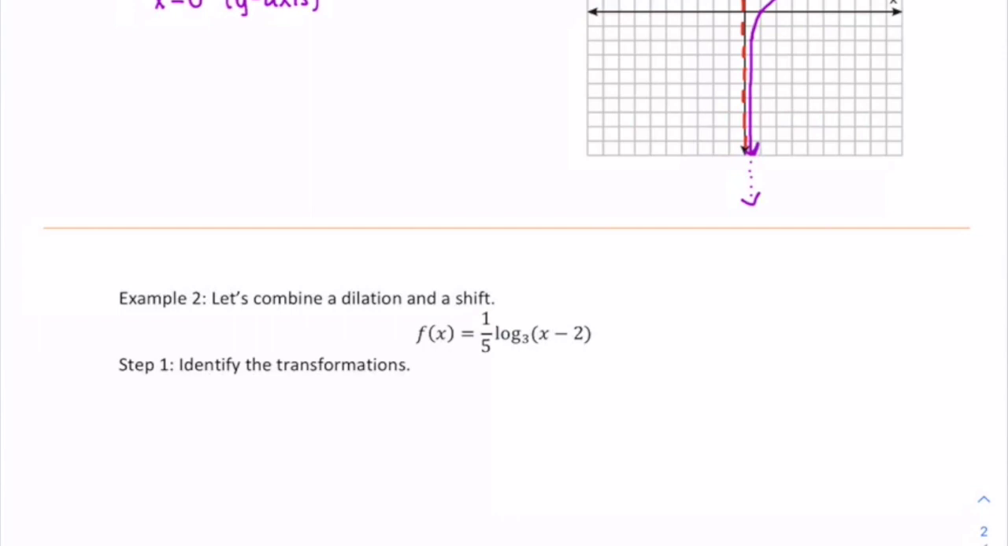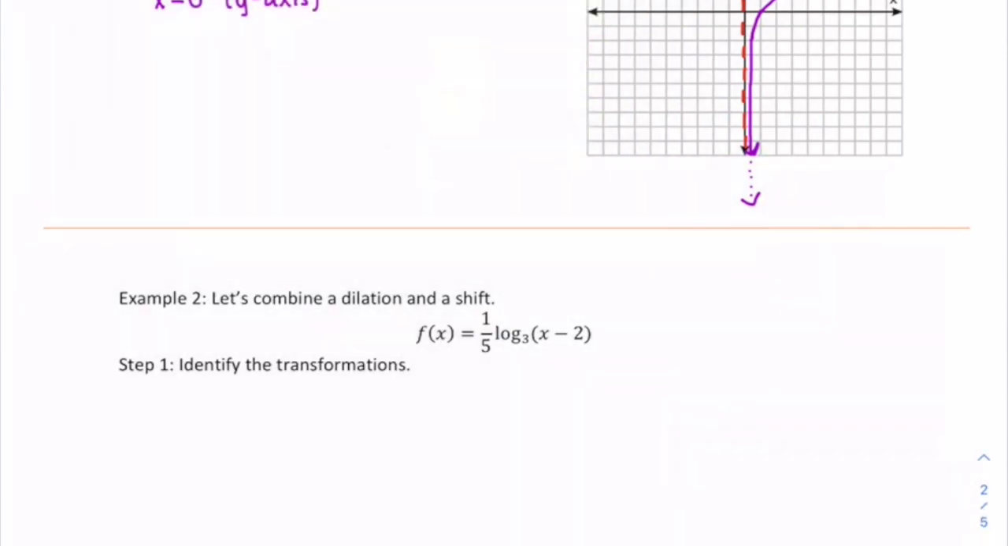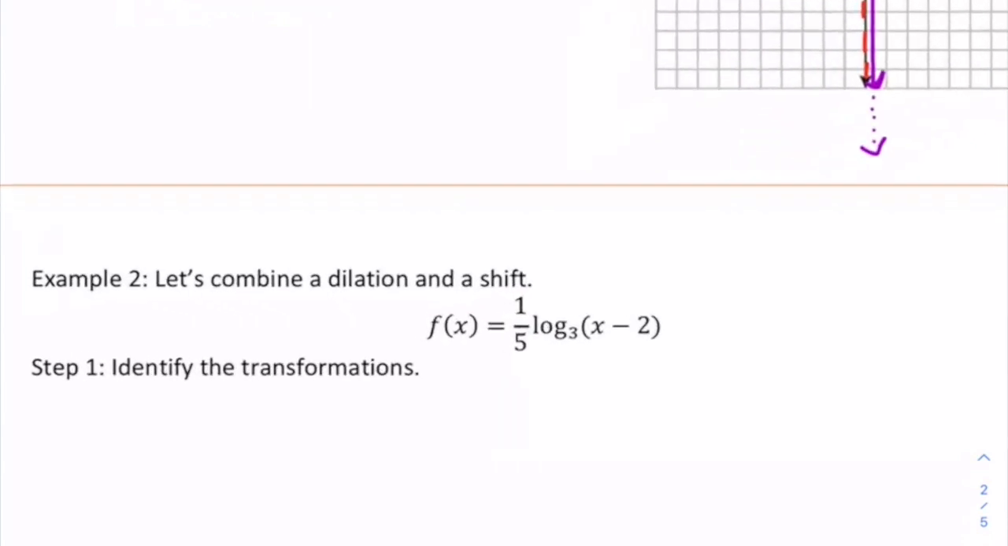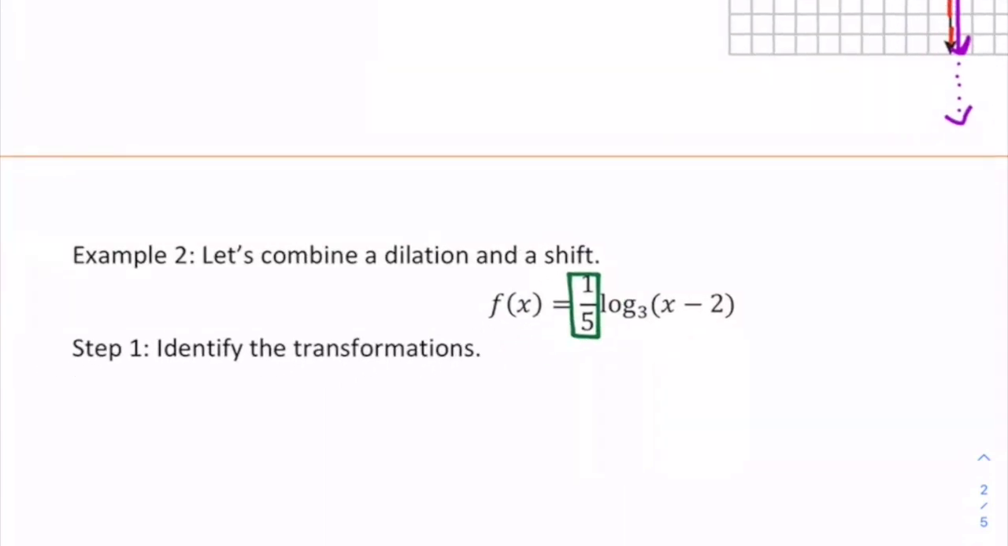So let's try another example. This time I want to combine a vertical dilation, in this case a vertical compression, and a horizontal shift. Our first transformation, we have a 1/5 being multiplied to the outside of our function. So this is going to give us a vertical compression because a is greater than 0 but less than 1.